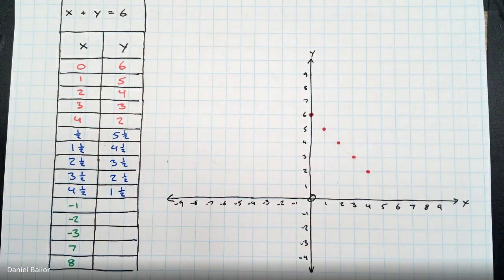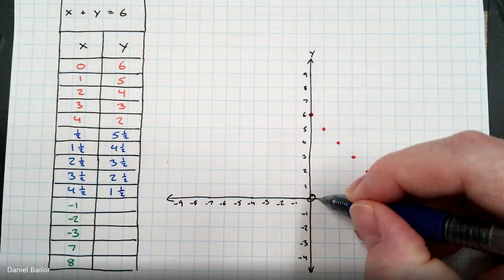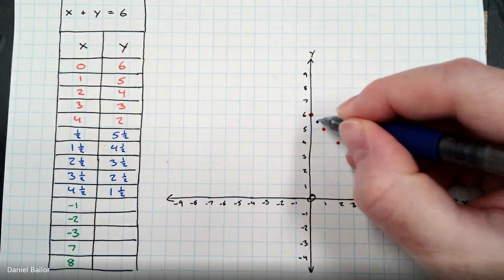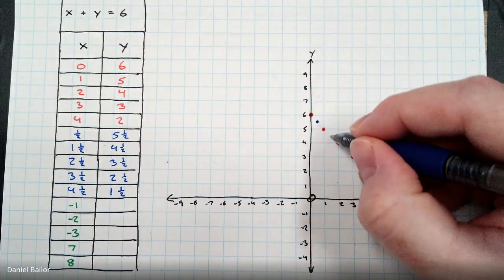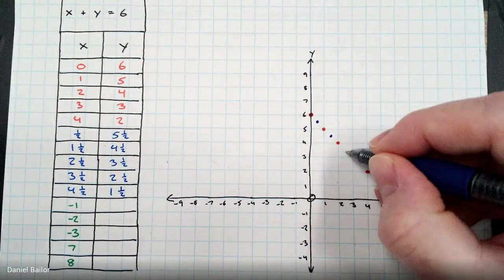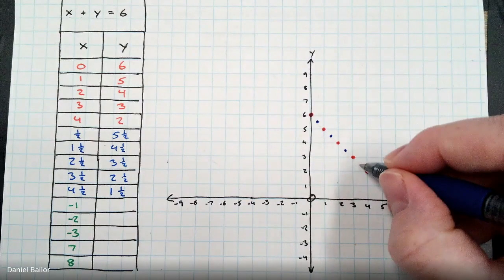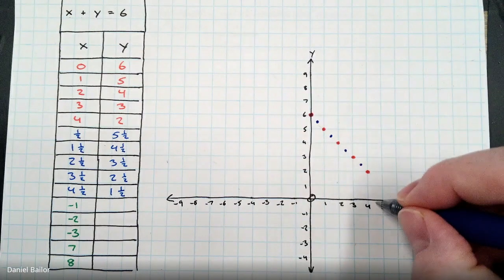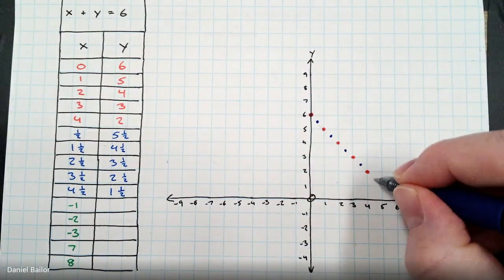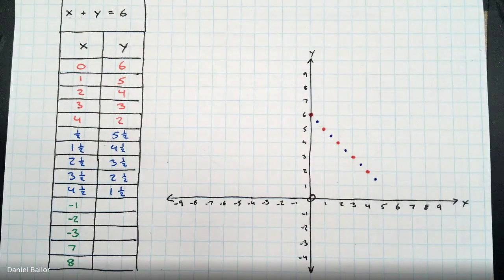So now we have more evidence. Let's graph these blue points. 1/2 is going to be 5.5. 1.5 is going to be 4.5. When x is 2.5, y is 3.5. When x is 3.5, y is 2.5. When x is 4.5, y is 1.5. So now we have more evidence. We have the blue points, and it's looking more and more like this is actually a straight line. But can we be sure yet?